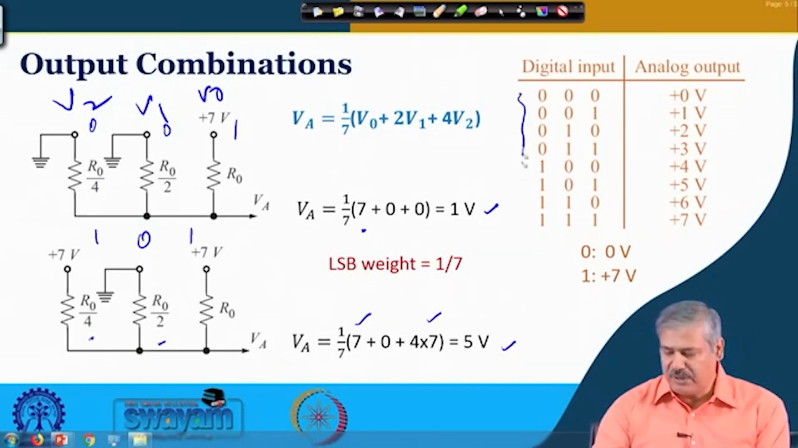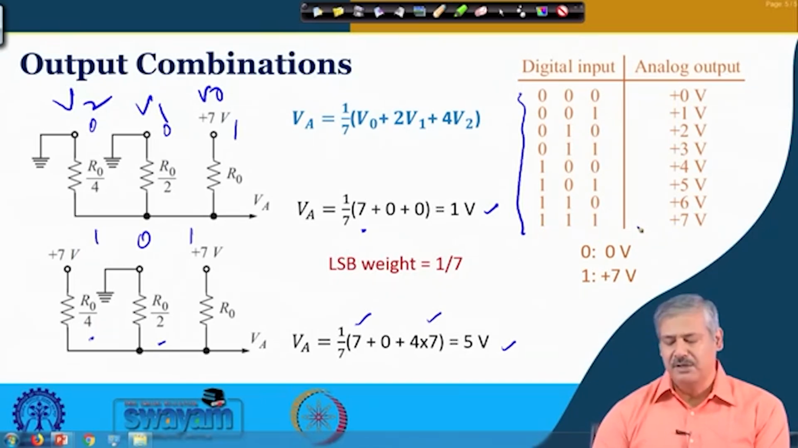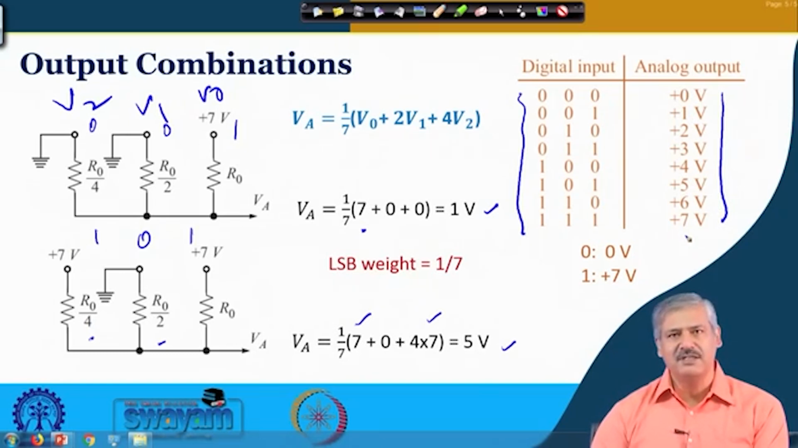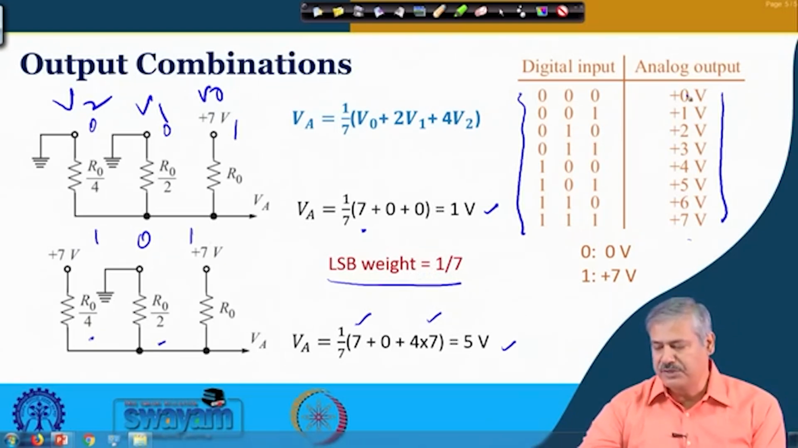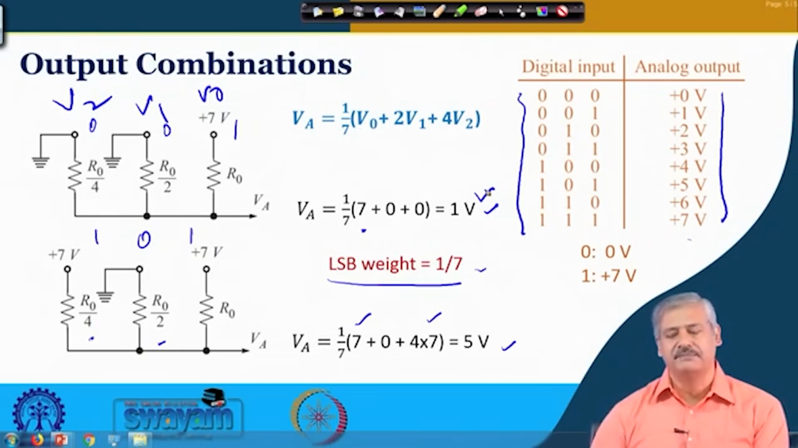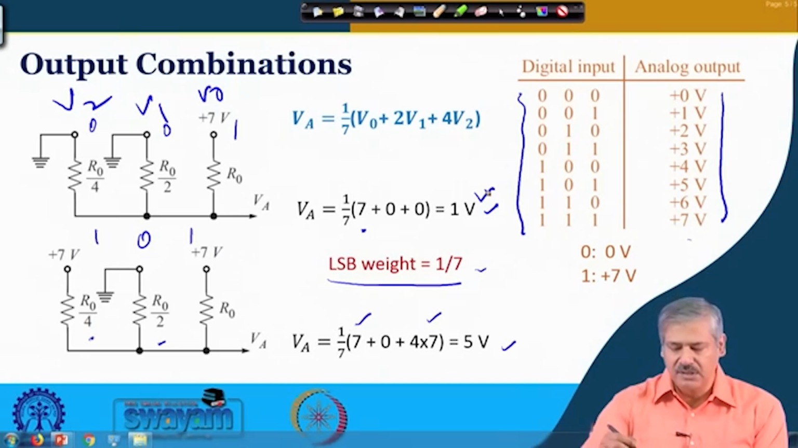And if you have all the digital input combinations from 0 0 0 to 1 1 1 at the input side, then the corresponding analog output will be 0 volt, 1 volt, up to 7 volt. And the LSB weight, the voltage that you can calculate, which is also the resolution, is 1 volt. So, 1 volt is the step by which the output can move from one value to another. Is it clear?